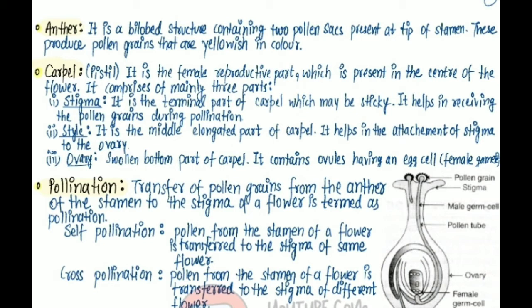What is pollination? Transfer of pollen grain from the anther of the stamen to the stigma of a flower is termed as pollination. Self-pollination: the pollen from the stamen of a flower is transferred to the stigma of the same flower. Cross-pollination: the pollen from the stamen of a flower is transferred to the stigma of a different flower.